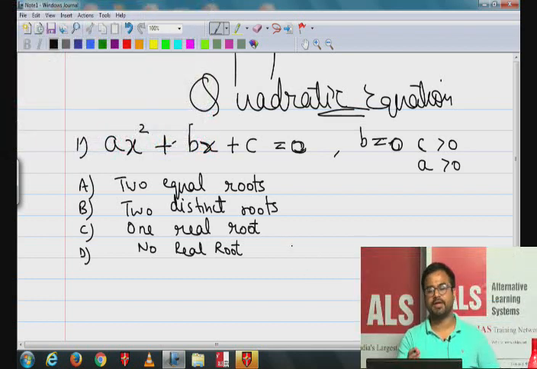So you have to figure out which of the roots will be there. ax square plus bx plus c is equal to 0. b is 0, c positive, a positive. So you have to tell whether it will have equal roots, distinct roots, one real root, or no real root.